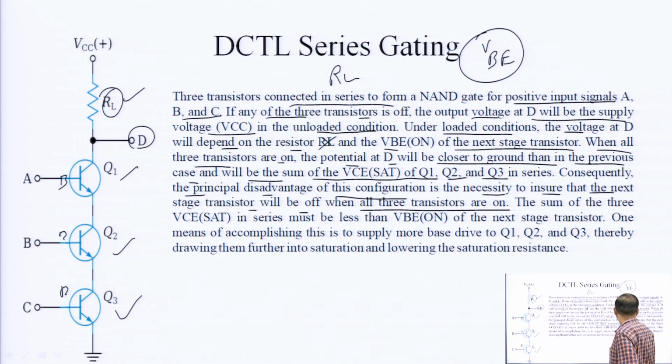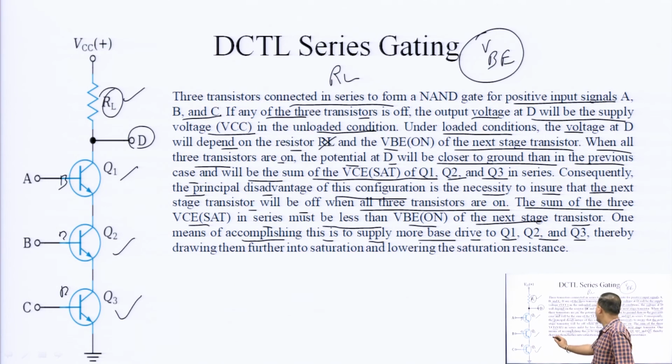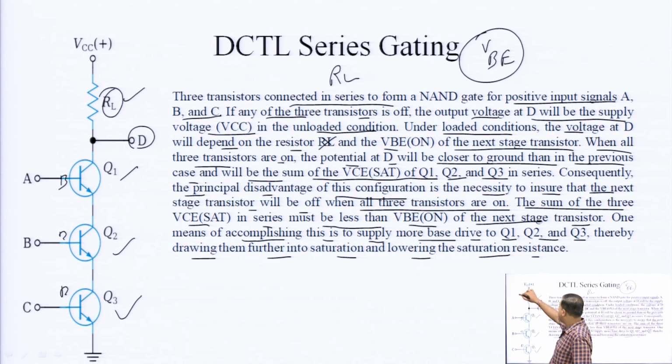The sum of the 3 VCE saturation voltages in series must be less than VBE on of the next stage transistor. One means of accomplishing this is to supply more base drive to Q1, Q2 and Q3, thereby driving them further into saturation and lowering the saturation resistance. So, you can see the disadvantage as well. This is the DCTL circuit of a NAND gate. This circuit is actually performing like a NAND gate using DCTL logic.